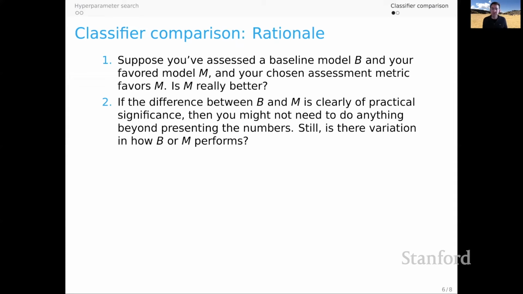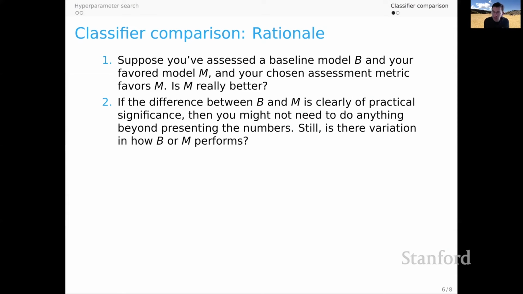Now, if the difference between B and M is clearly of practical significance, then you might not need to do anything beyond presenting the numbers, right? If each one of your classification decisions corresponds to something really important in the world, and your classifier makes thousands more good predictions than the other model, that might be enough for the argument.